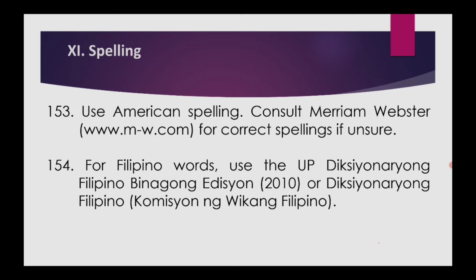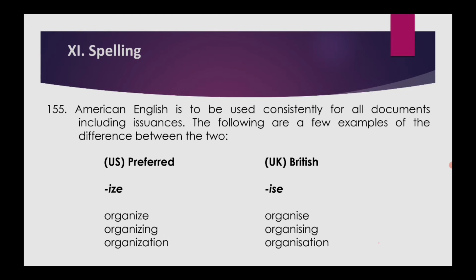Spelling. Use American spelling. Consult Merriam-Webster, www.m-w.com, for correct spellings if unsure. Because in British English the word utilize will use the letter S, while American English uses the letter Z. So sometimes that's confusing. To be sure, just check Merriam-Webster. For Filipino words, use the UP Diksiyonaryong Filipino Binagong Edisyon 2010 or the Diksiyonaryong Filipino of the Komisyon ng Wikang Filipino. American English is to be used consistently for all documents, including issuances.